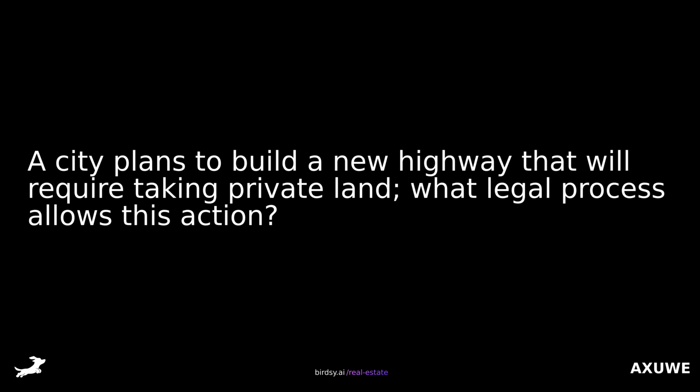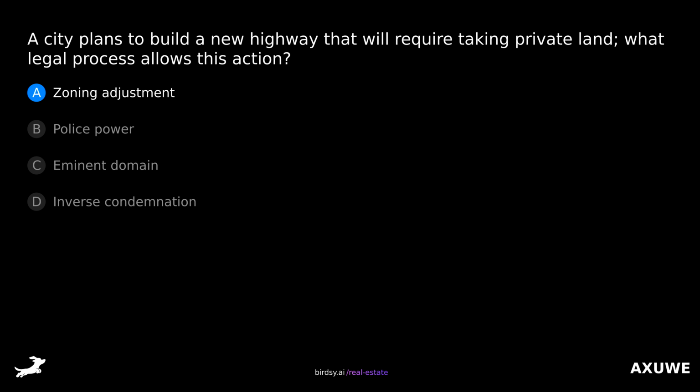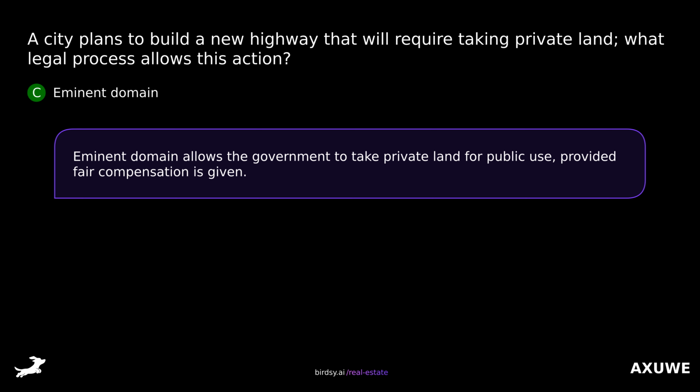A city plans to build a new highway that will require taking private land. What legal process allows this action? Is it A, zoning adjustment, B, police power, C, eminent domain, or D, inverse condemnation? The answer is C, eminent domain. Eminent domain allows the government to take private land for public use, provided fair compensation is given.